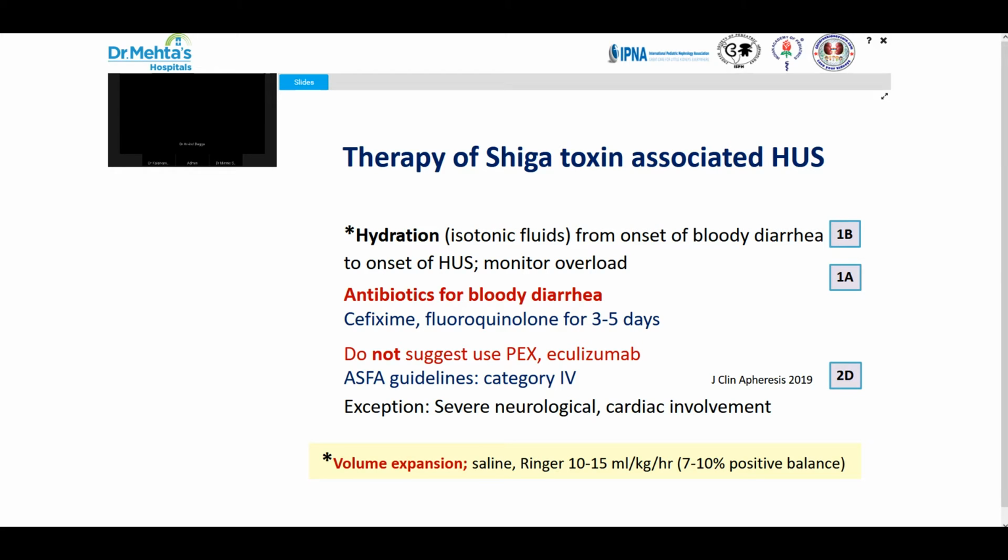Even the updated guidelines from the American Society for Apheresis, with the most recent guidelines published in the Journal of Clinical Apheresis 2019, again do not suggest the routine use of apheresis for STEC HUS. There are some exceptions that are listed here.